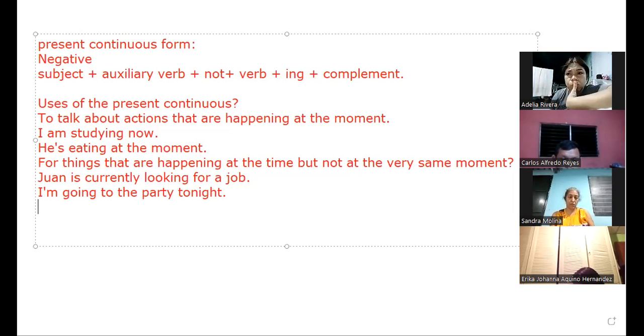Yeah. So that's how you're going to be able to differentiate one present continuous from other present continuous form. ¿Alguna pregunta? ¿Hacemos más ejemplos o?